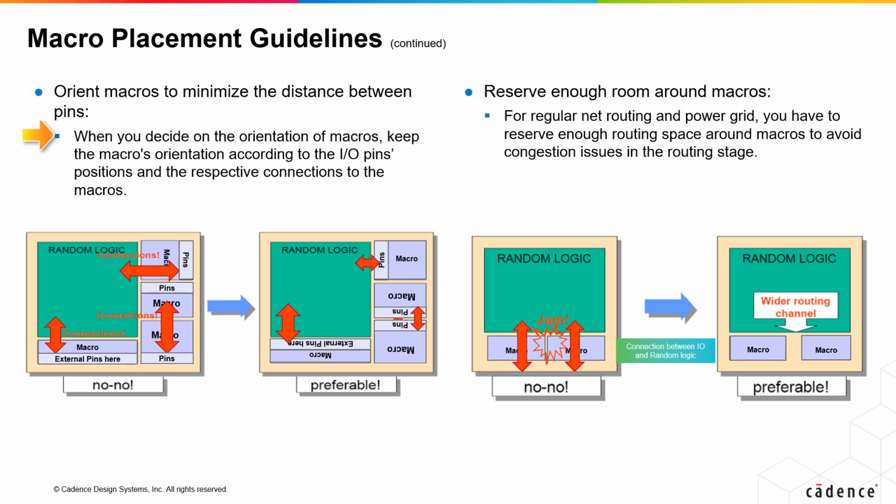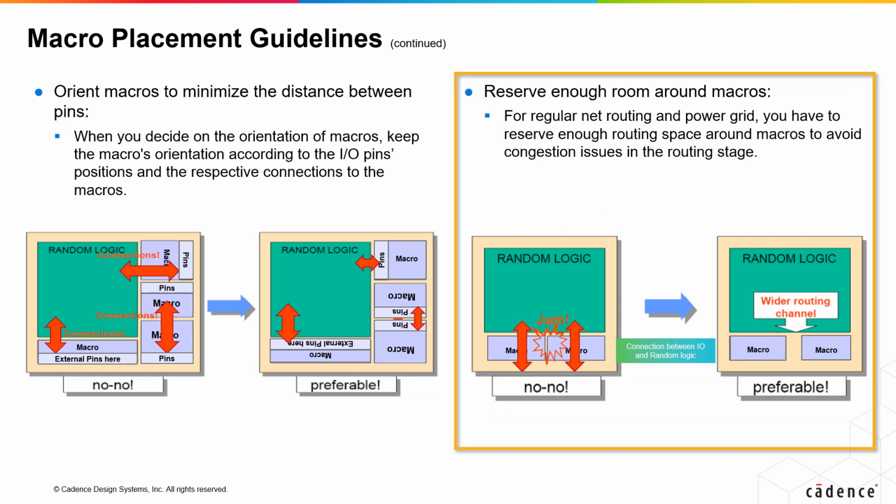The third guideline is to change the orientation of the macros accordingly to minimize the distance between pins. When you decide the orientation of macros, keep the macro orientation according to the I/O pin positions and the respective connections to the macros. As we can see in the picture, the orientation of the macros has been changed to minimize the distance between pins.